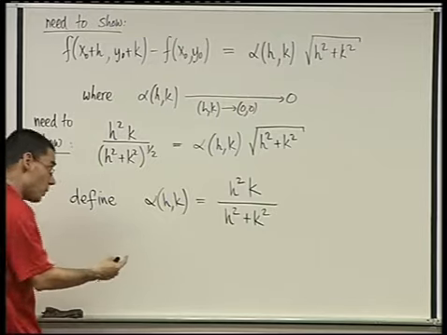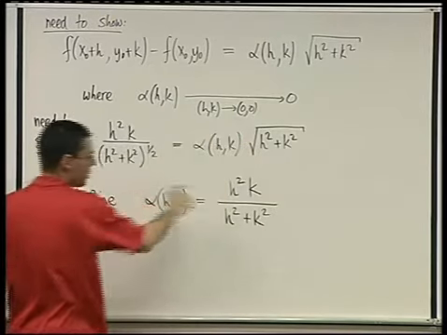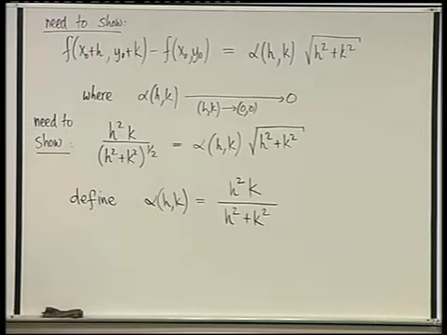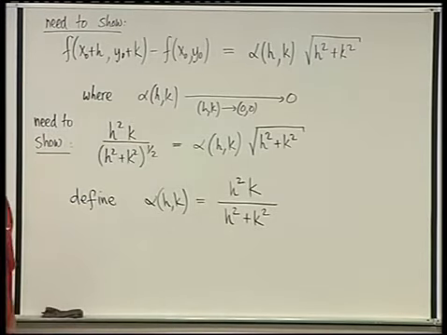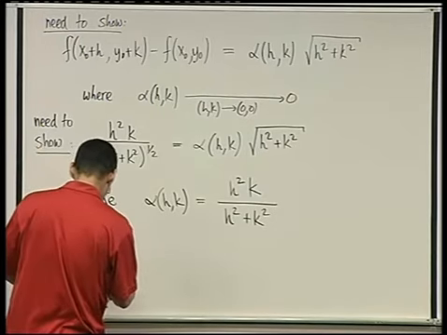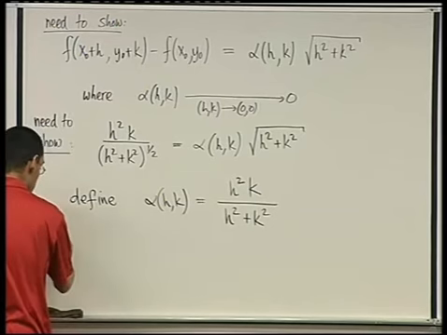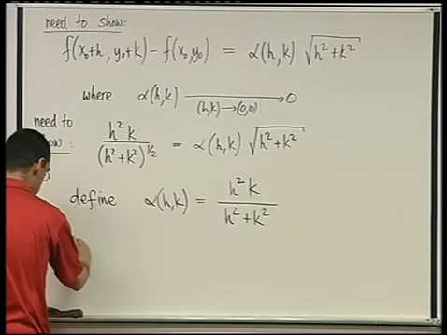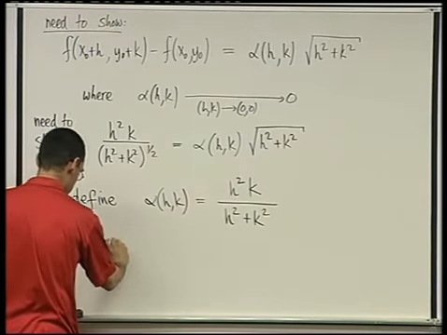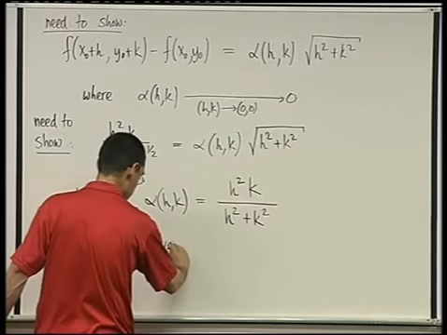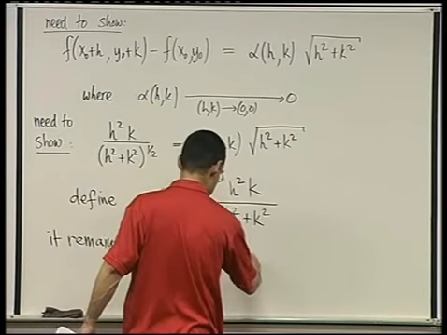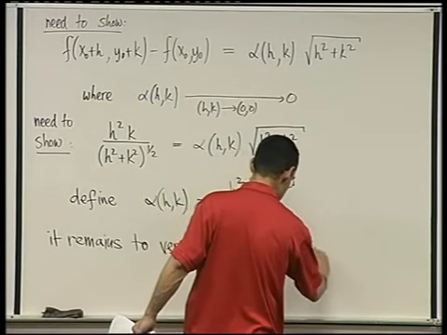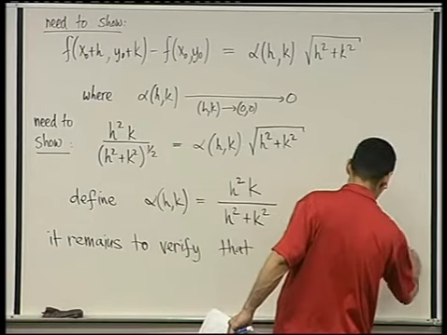What we need to show now is that this thing goes to 0 as h and k go to 0. Then it actually satisfies this property in the definition of being differentiable. Do you agree? Okay. So how do we show that? It remains to verify, if we want to claim that this function is differentiable, that alpha of hk that we just defined goes to 0.